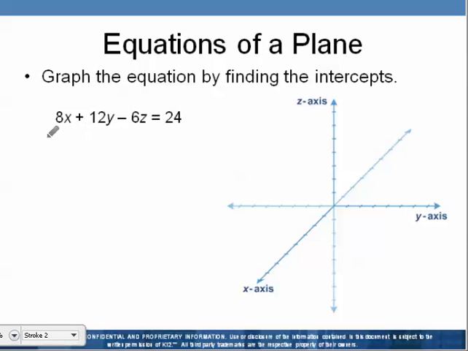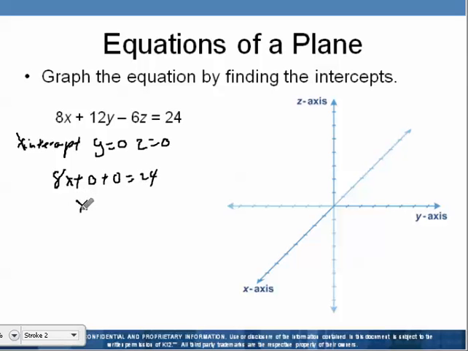And the way that you find and graph a plane like this is you think, well, I want to find those intercepts. So the first thing I want to find is the x-intercept. That's when y equals 0 and z equals 0. So if I stick those into this equation, I get 8x plus 0 plus 0 equals 24. Divide by 8, x is equal to 3.